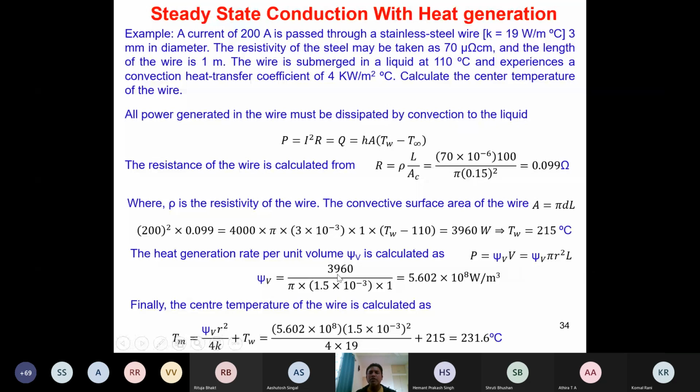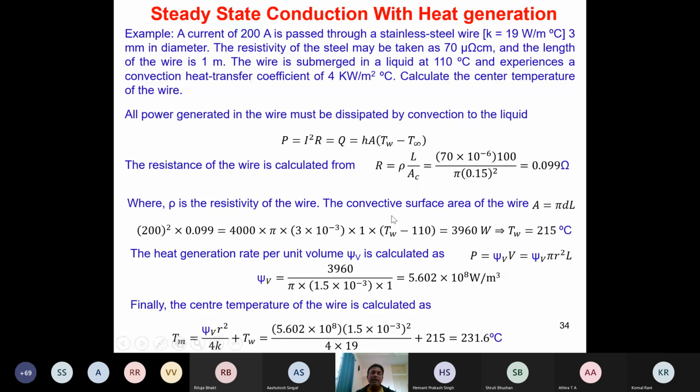So psi V comes out to be 3960 divided by the volume of the wire, so that becomes pi r square into L. If I put all the values here, psi V comes out to be 5.602 into 10 raised to the power 8 watt per meter cube. Now we can calculate the temperature at the center.